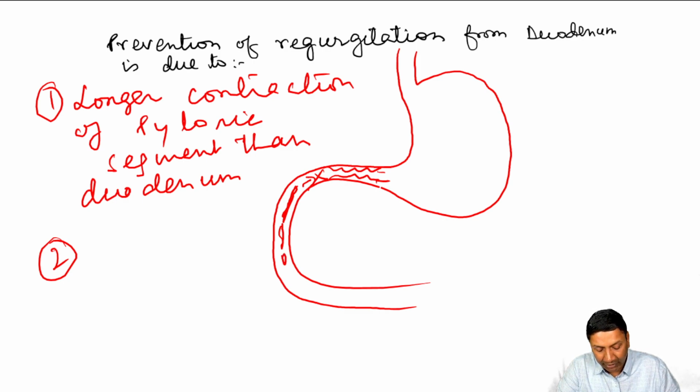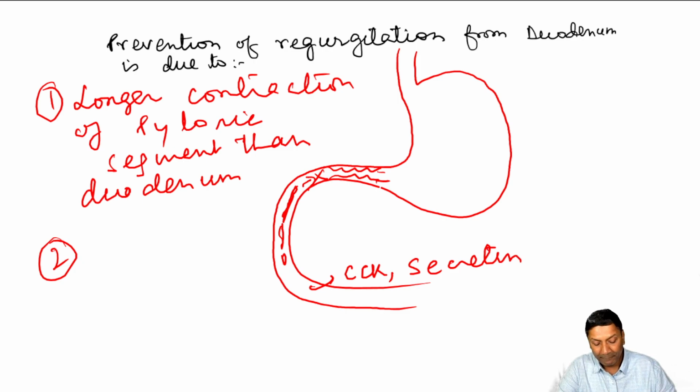What happens is, when the chyme reaches the duodenum, it will cause the release of the hormone cholecystokinin, and it will also cause the release of the hormone secretin, right. So this secretin and cholecystokinin will lead to the contraction of the pylorus, right, and they will close the pyloric sphincter. So this chyme will again not go back into the stomach, right.